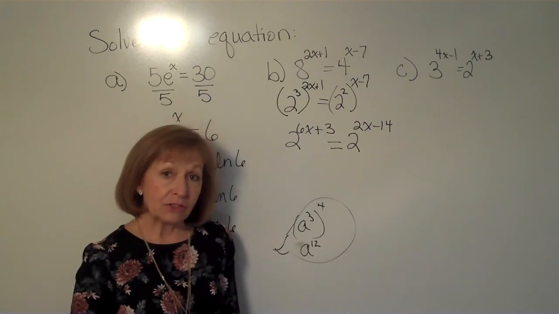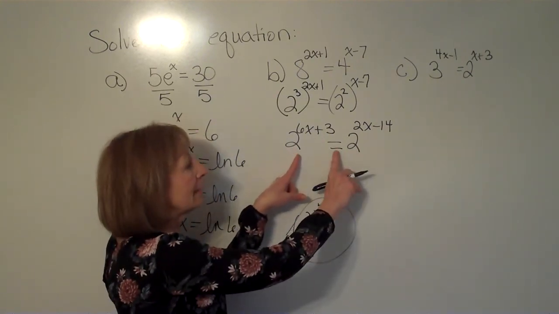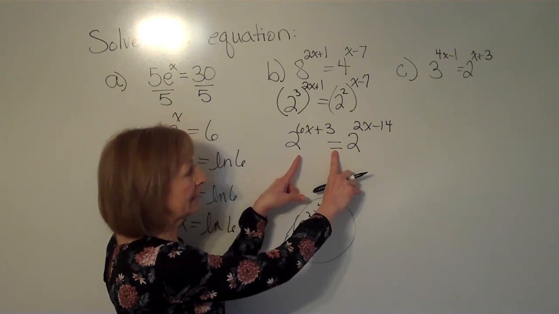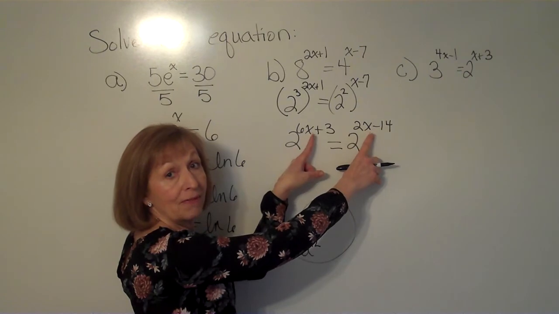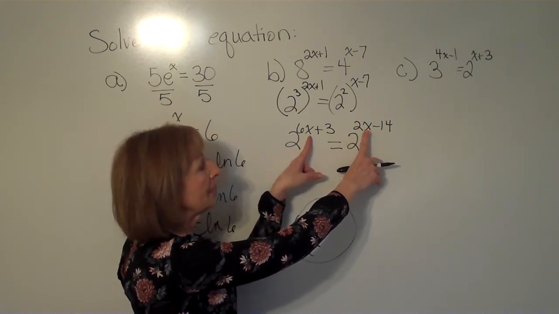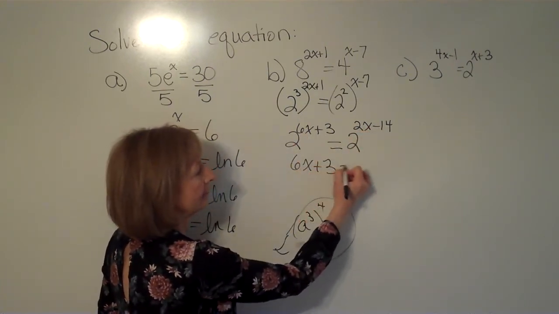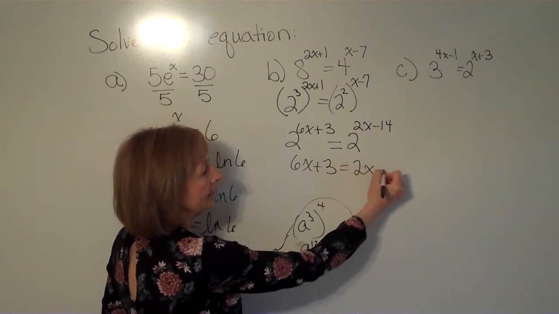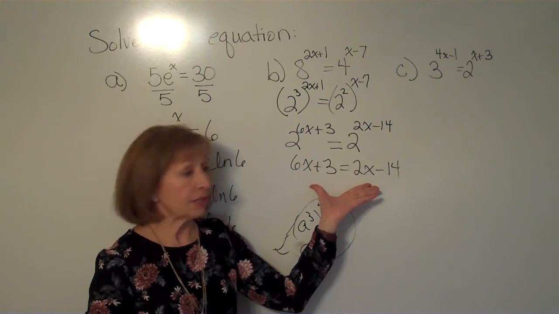and exponentials are one-to-one functions, if I have an equivalency of the same base to powers and they're equal to each other, then the powers have to be equal to each other. So 6x plus 3 has to equal 2x minus 14. And now I can just solve this equation for x.